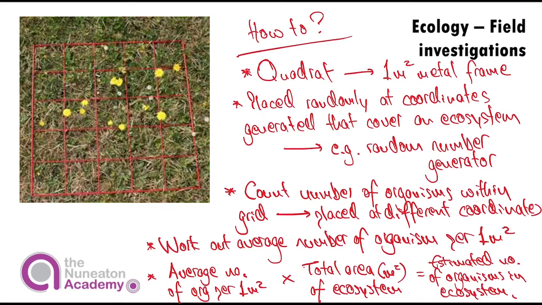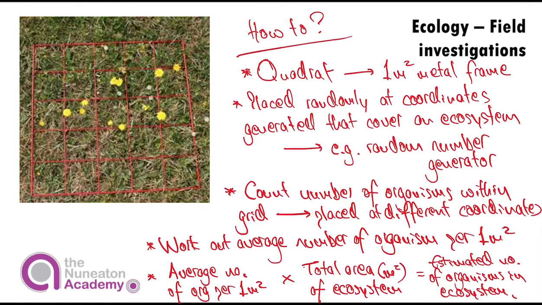Once you've done that for the 10 or 20 times you place the quadrat down at the coordinates that you've generated, you can then work out the average number of organisms per quadrat, per 1 meter squared. So you count up all your number of daisies and then divide it by 10 or divide it by 20, divide it by how many times you've used and placed the quadrat down.